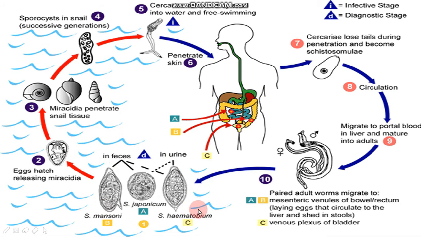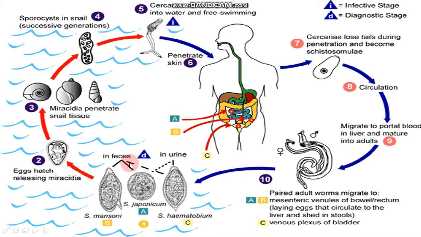And these eggs can be eliminated with feces and in urine depending on the species. What can be eliminated in the feces are the mansoni and the japonicum, while in the urine we have the haematobium.